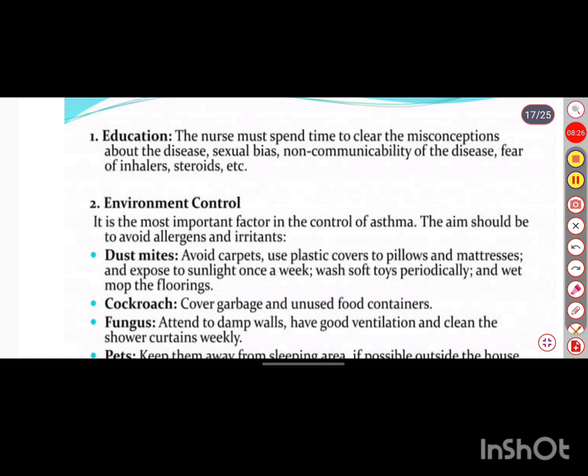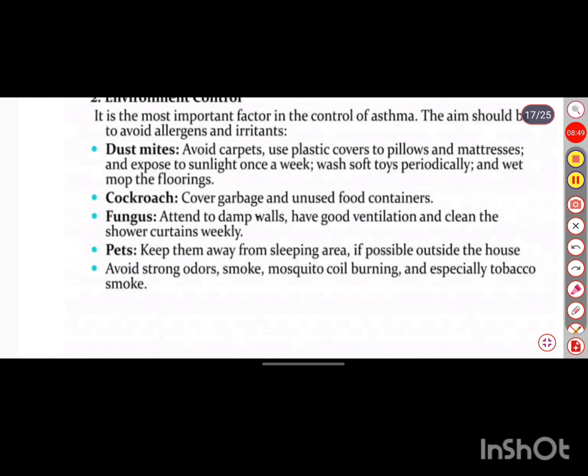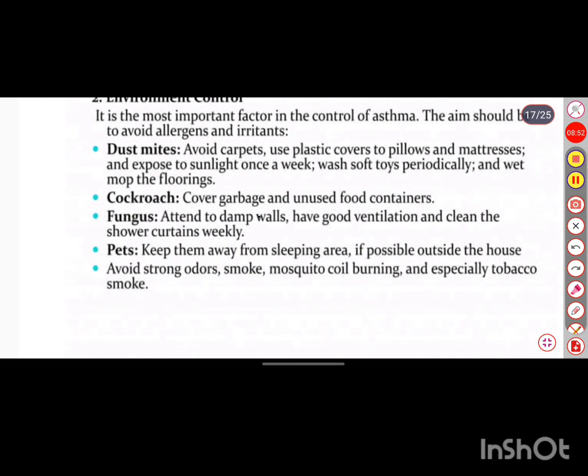Control of dust mites, and also we need to control the cockroaches, where we cover the garbage and unused food containers. And for fungus, we need to keep the walls always dry and have good ventilation at home, and clean the showers and curtains weekly. The next point is pets should be kept away from the sleeping area, if possible outside the house, and avoid strong odors like smoke, mosquito coil burning, and especially tobacco smoke. So these things should be controlled in the environment.